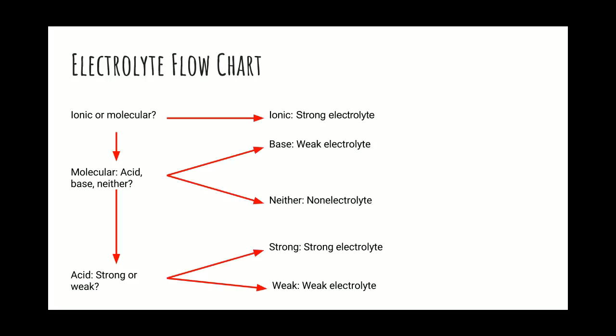I don't particularly mind. Just try to come up with some way to remember that ionic compounds are always strong electrolytes. Molecular bases are always weak electrolytes. Molecular compounds that are neither acids nor bases are non-electrolytes. Strong acids are strong electrolytes. Weak acids are weak electrolytes. Hopefully that will be easy to remember. Just remember to separate those two.